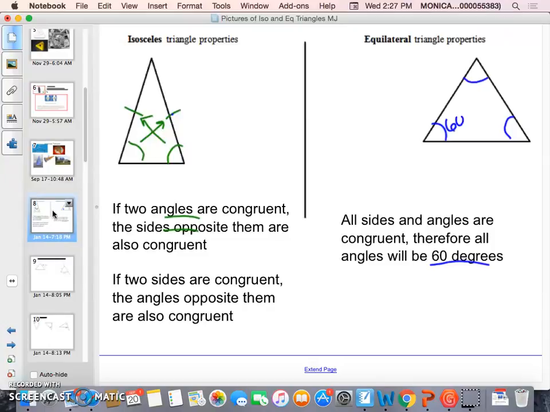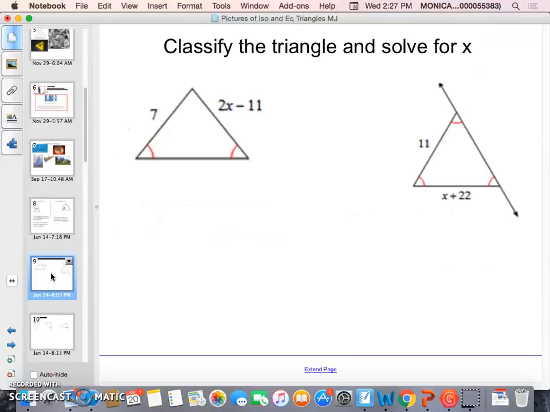So each one of these equals 60. They're all equal. And then the sides of an equilateral triangle are congruent as well. So let's look at some examples so that we can use these properties and what we learned yesterday to solve some interesting facts about some triangles, to find those missing angles.